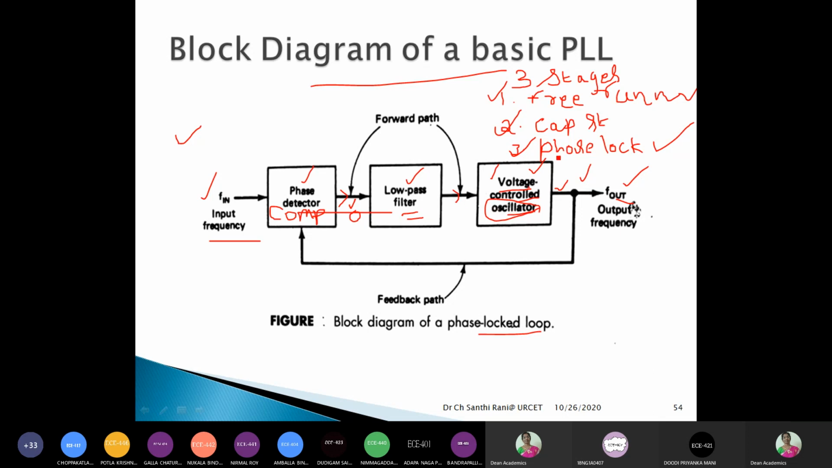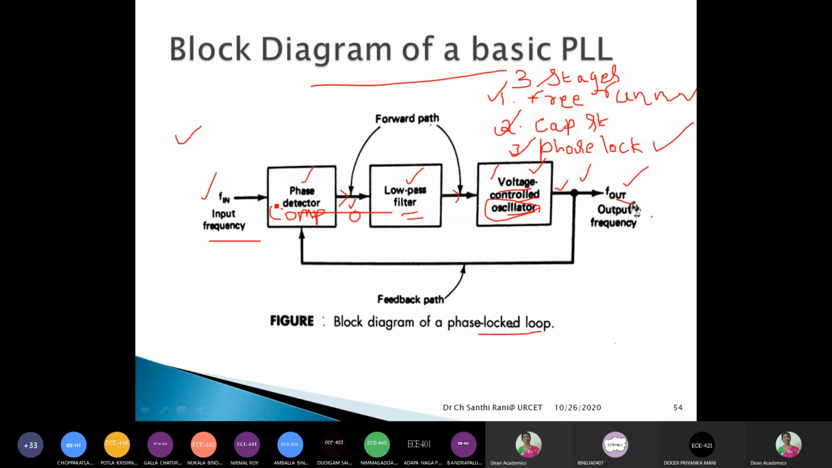Once it is locked, it will be tracking the input signal. Like that, the phase locking takes place. This is a repetitive process. Like that, the PLL will be working.